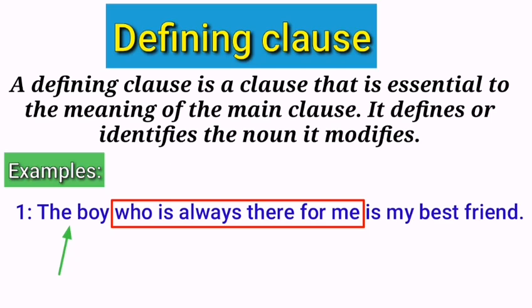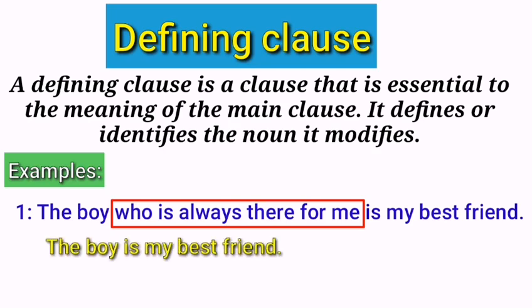The next point was that it would be essential to the meaning of the sentence. Actually, if we put aside this group of words then it disturbs the whole sentence. Just observe it, without a defining clause. The boy is my best friend. You can see, we don't know who is my best friend. So, you can see, without this group of words, it does not make a clear sense.